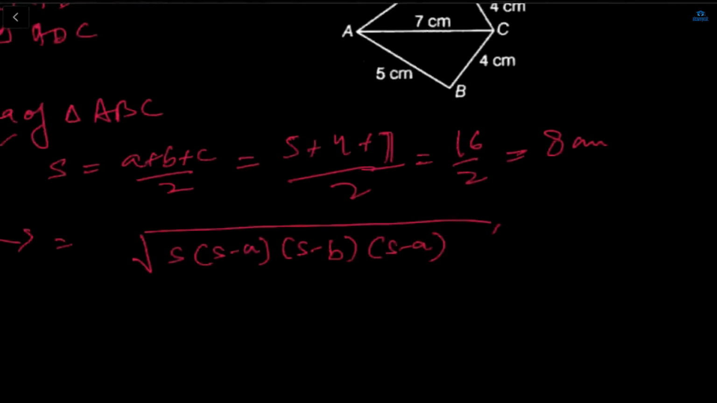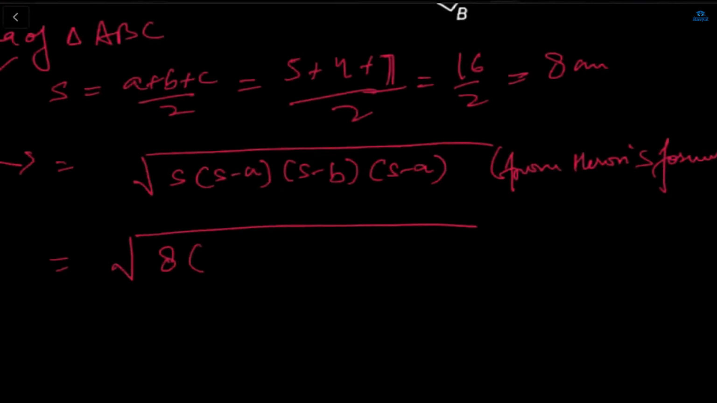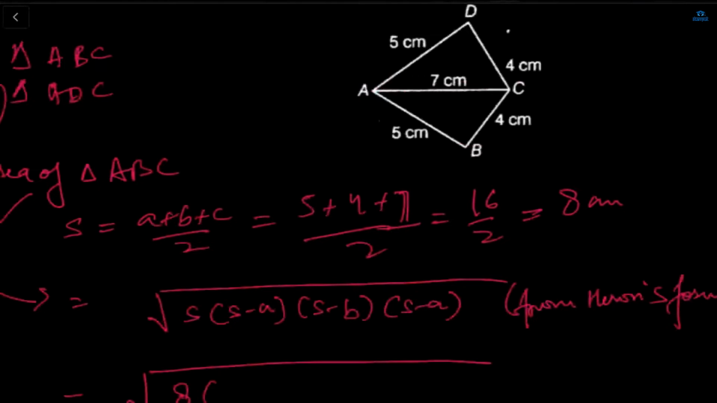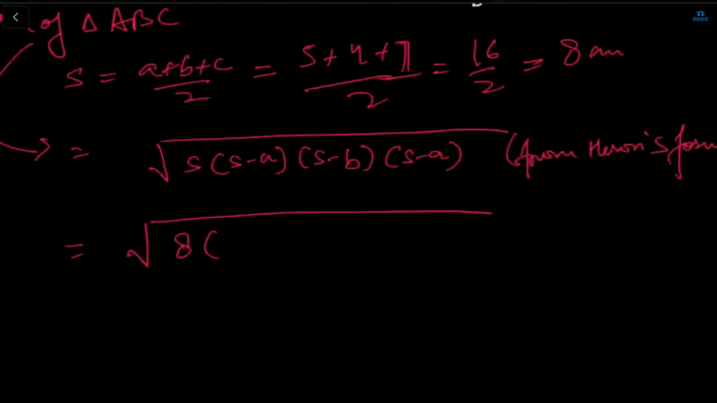Ma'am, the area for triangle ADC is 4 under root 6 centimeter square. 4 under root 6. Okay, you solved this? Yes, ma'am, for the triangle ADC. It will be the same, Razi. See, both the triangles are having 5, 4 and 7 measurements, so the area will also be the same. We are just going to find out one. If you have found the area of ADC, then you don't need to find the area of ABC. You're just going to multiply it with 2.